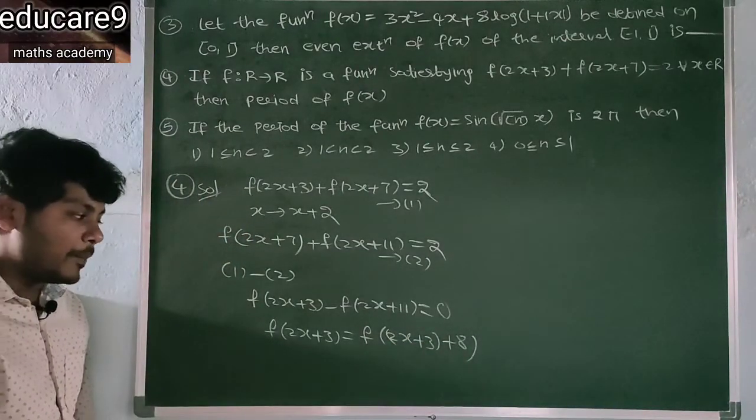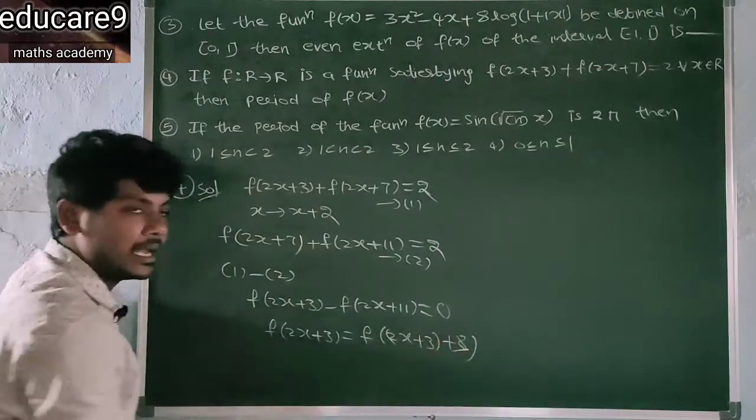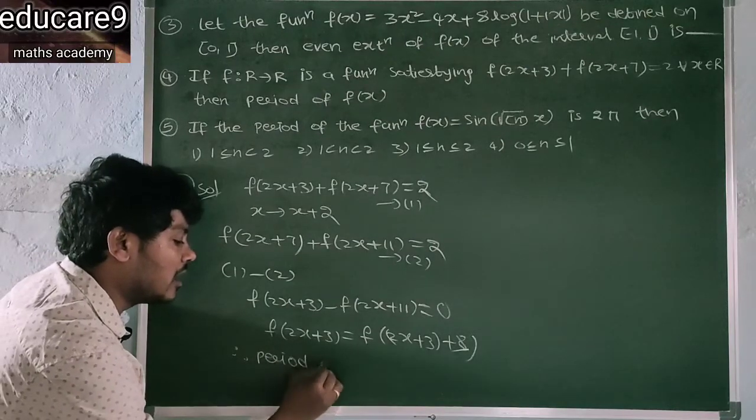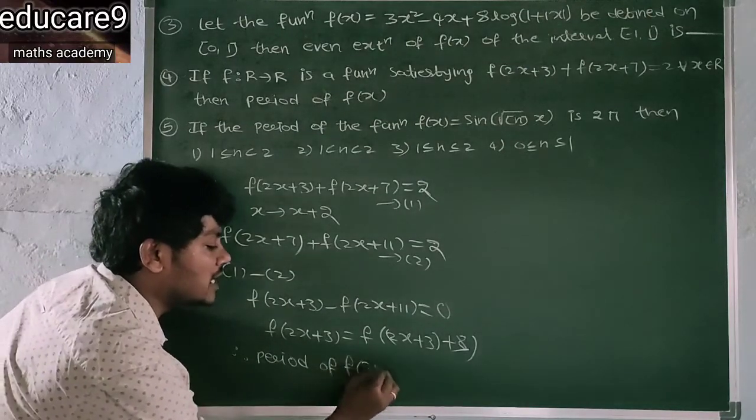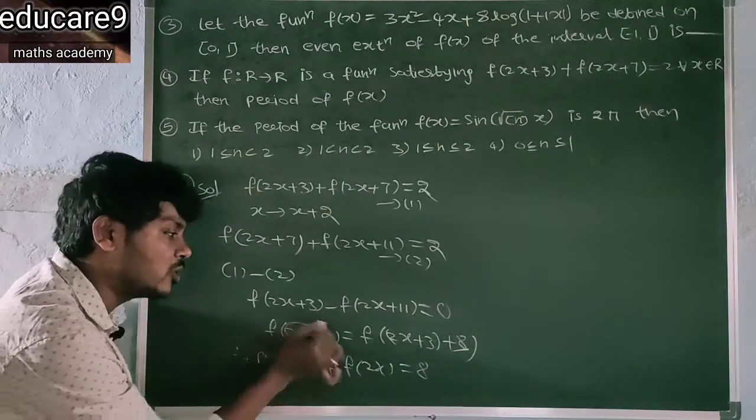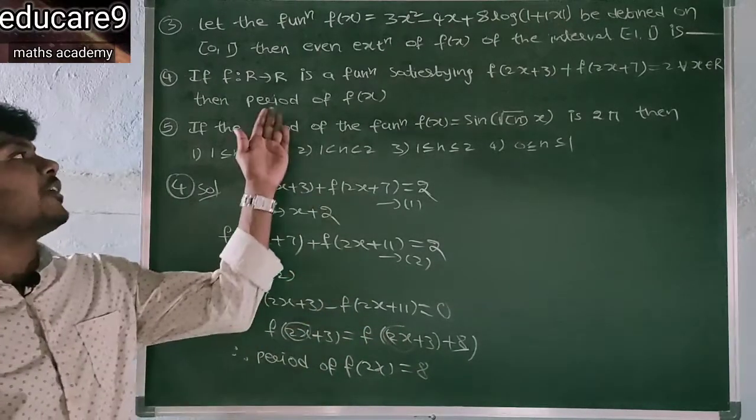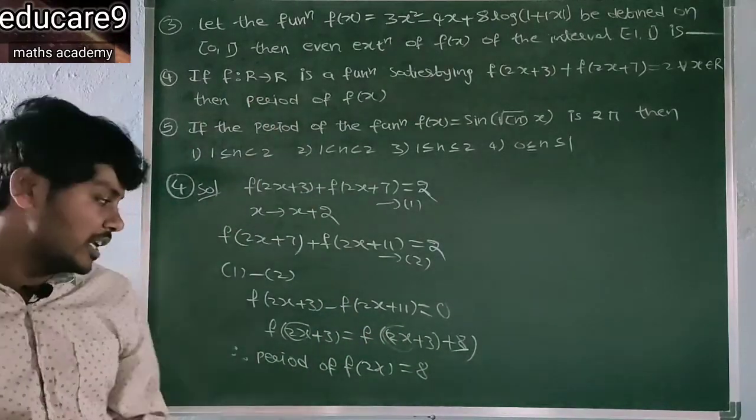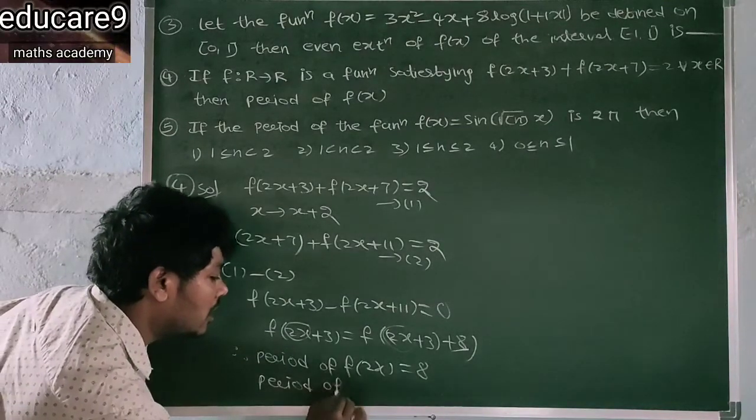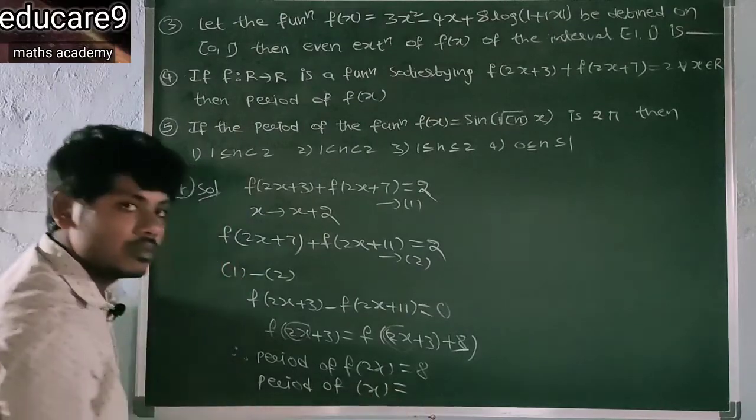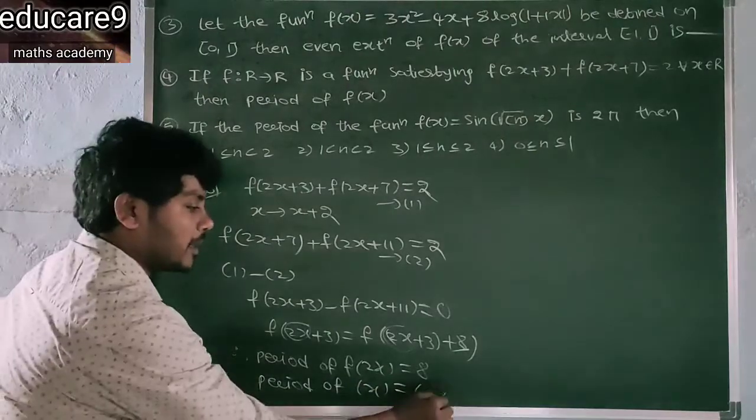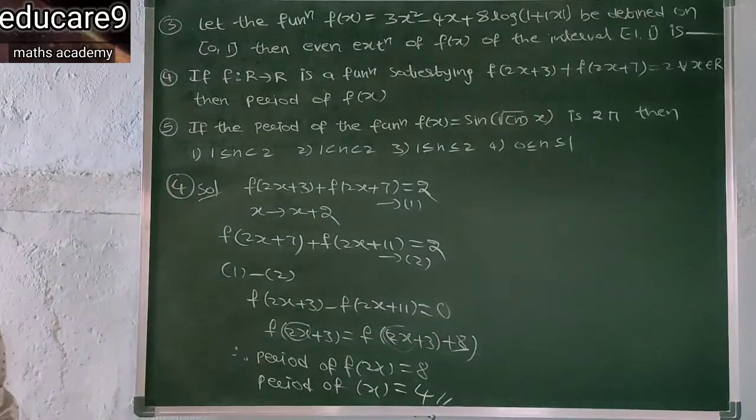So clearly the period of this function is 8. Therefore the period of f(2x) is 8. But here you want to find the period of f(x). So clearly the period of f(x) is 4 only, 8 by 2, that is 4. This is the period of the given function. So see the next question.